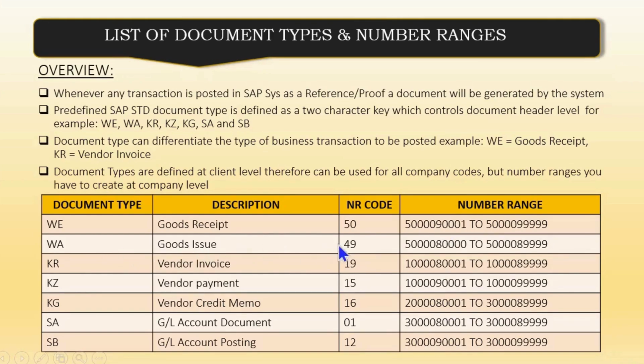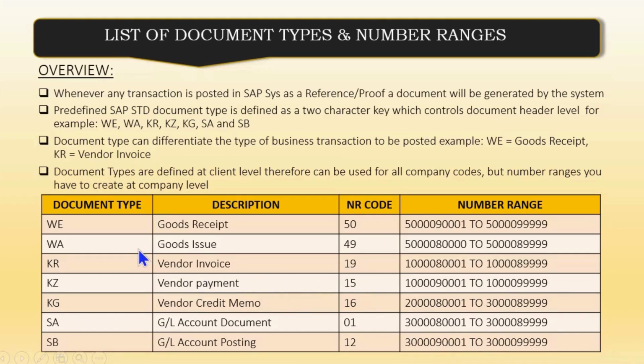WA is for goods issue. 49 is the NR code, and this is the number range. KR is for vendor invoice, KZ is for vendor payment, KG is for vendor credit memo, SA is the GL account document type, and SB is the GL account posting. So these are the SAP standard NR codes. These series you can have according to your business requirement, whatever free intervals are available, if somebody has not already used them. All this we are going to learn as we move on to the system.